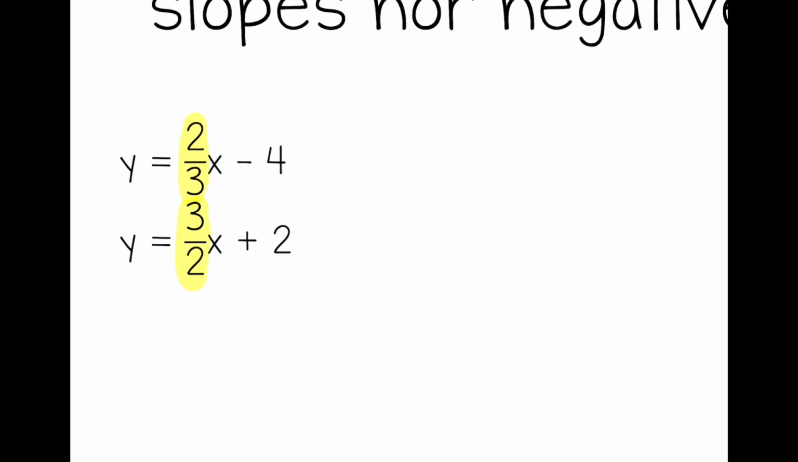So remember, it's the number in front of x that tells us the slope. They are reciprocals, but they're both positive. So these are not going to be perpendicular lines. They're not the same or equal to each other, so they are not parallel.